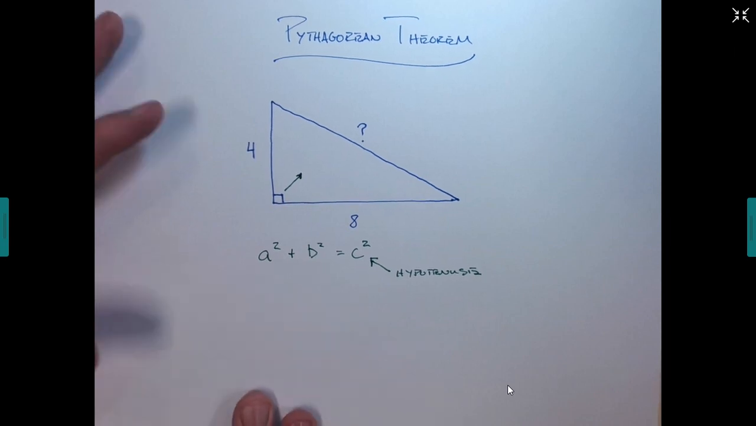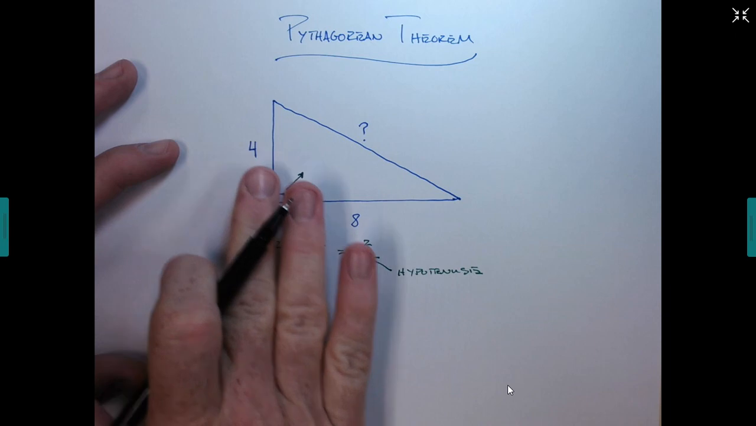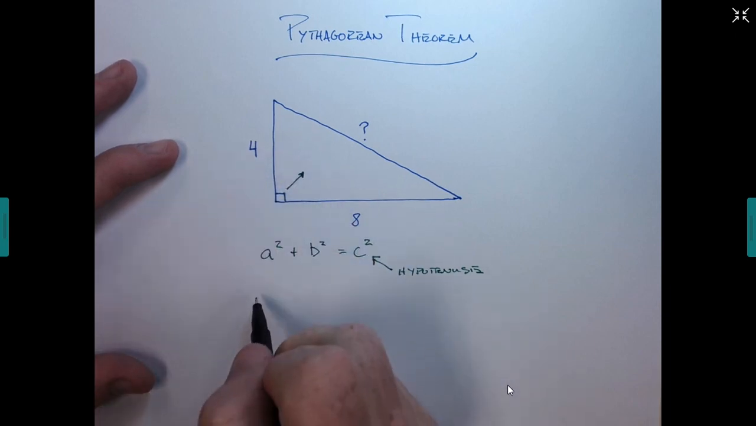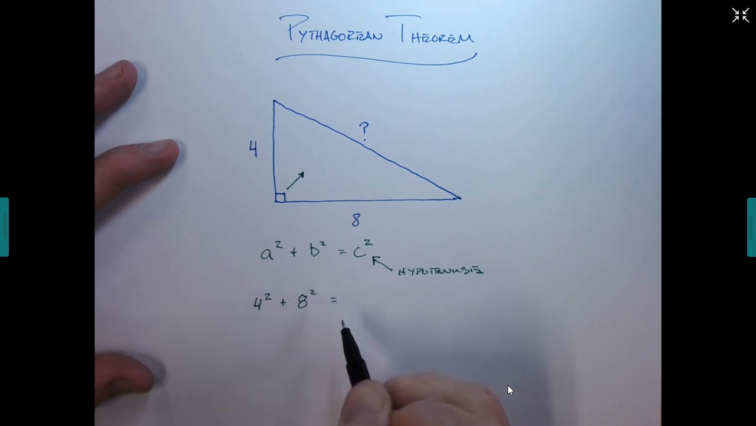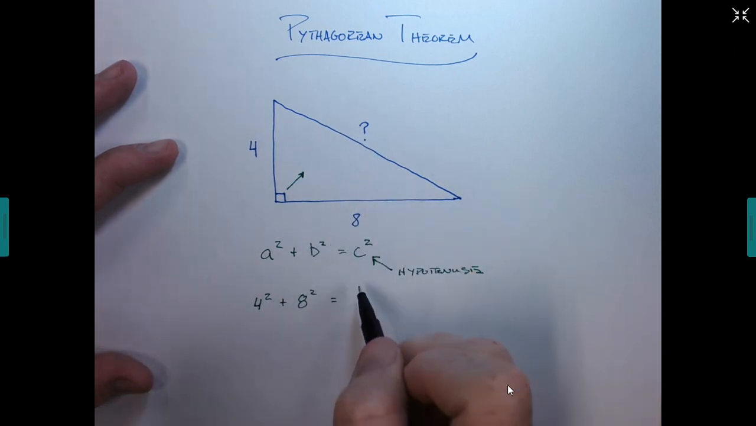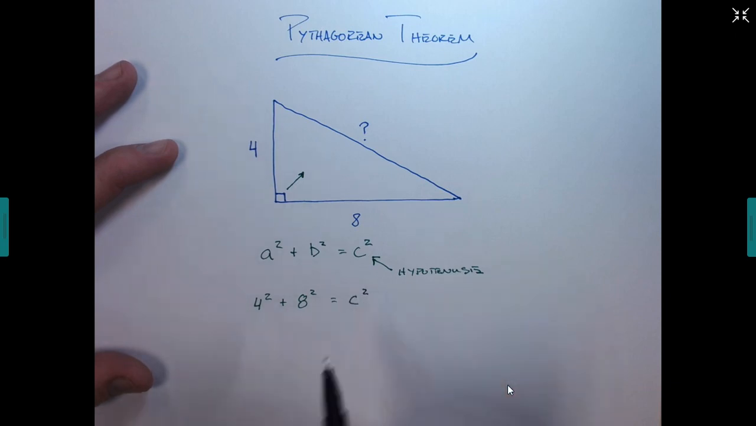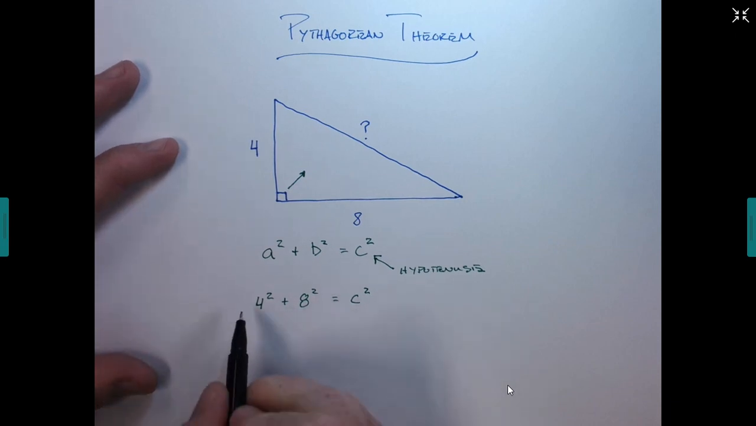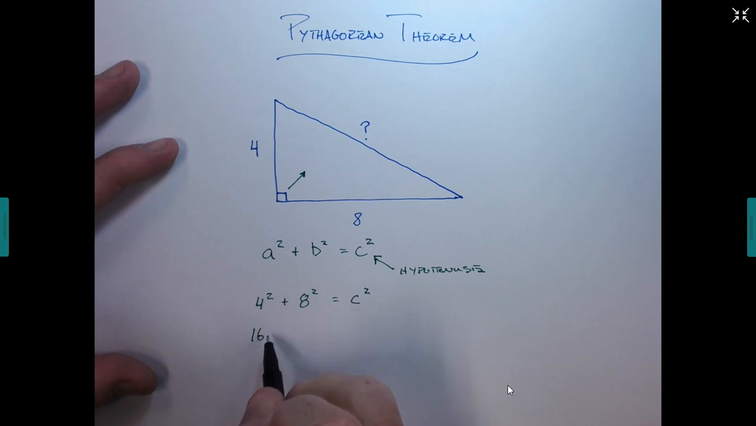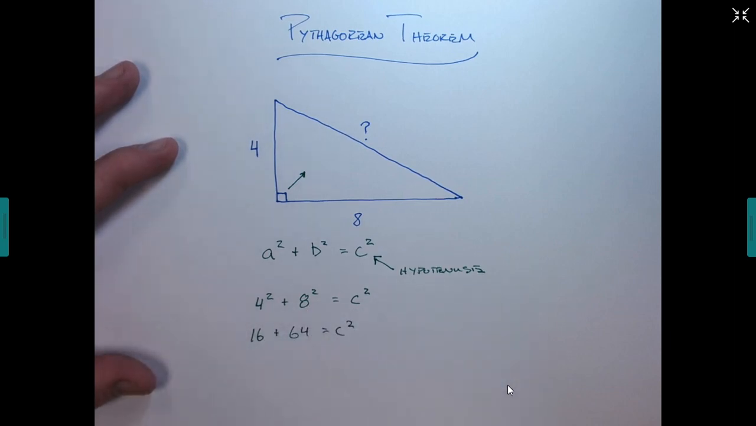So if we're going to try and apply the Pythagorean theorem here, this would be A and B. It doesn't matter which one goes where. All right, 4 squared plus 8 squared equals, and you can leave that as C squared, or you can put a variable in there. Doesn't really matter. Okay, in order to handle this, the order of operations says we got to handle the exponents first. 4 squared is 16. 8 squared is 64. If we put those together, we got 80 equals C squared.